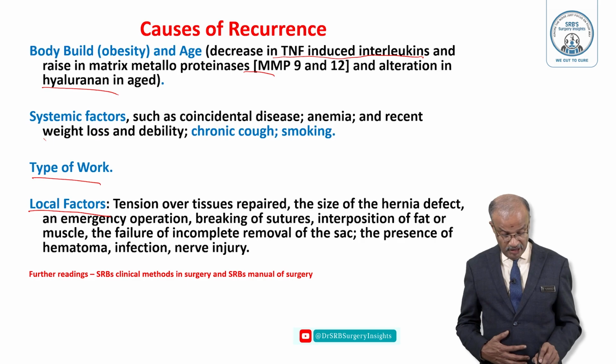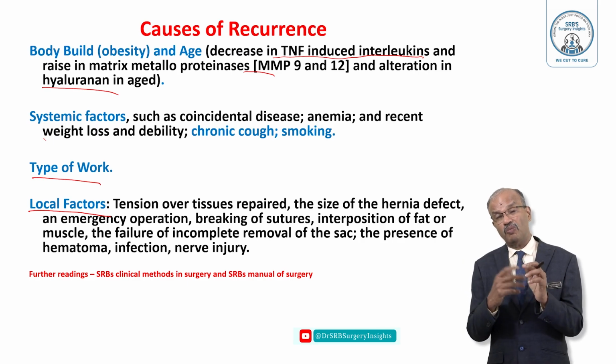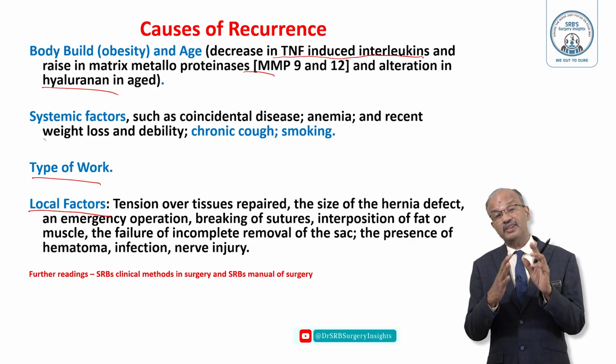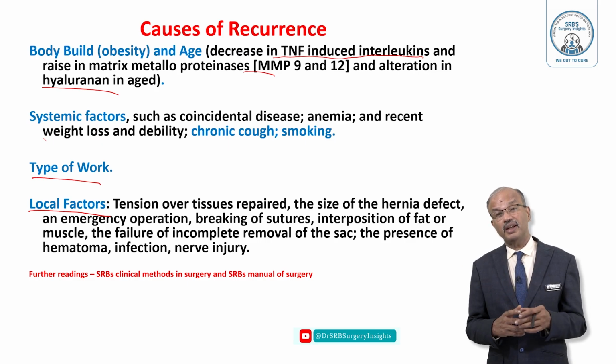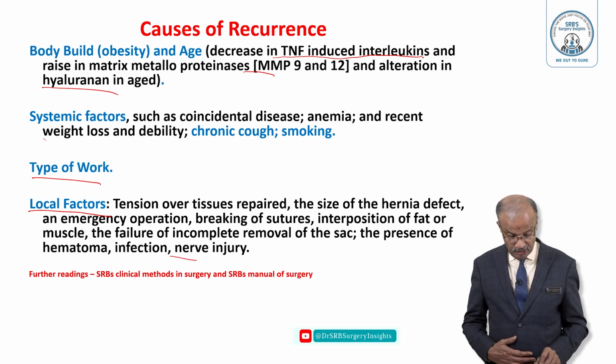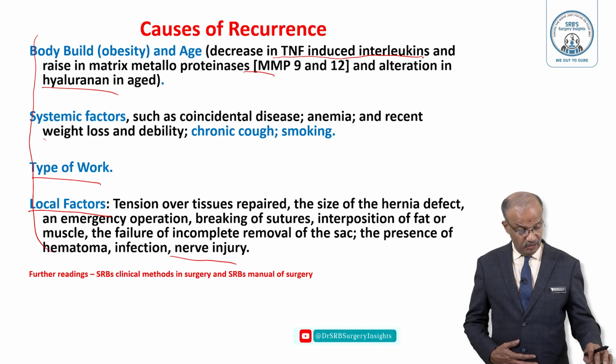BPH, urinary symptoms, chronic cough, smoking, and constipation, if not treated. Incomplete removal of the sac, as in the pantaloon hernia, Romberg's hernia, with both direct and indirect sacs, they present as a direct hernia. If the indirect sac is missed, not identified, not treated, then it will cause recurrence. Presence of hematoma, infection, nerve injury, all are local factors. This is how exactly we classify causes for recurrence.